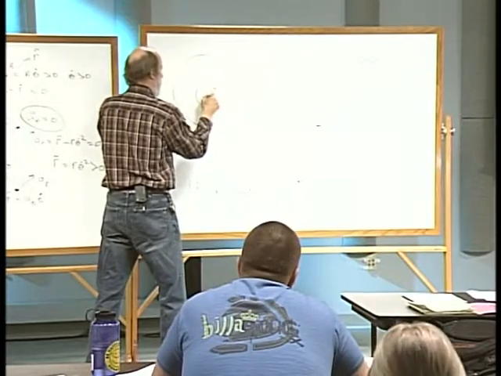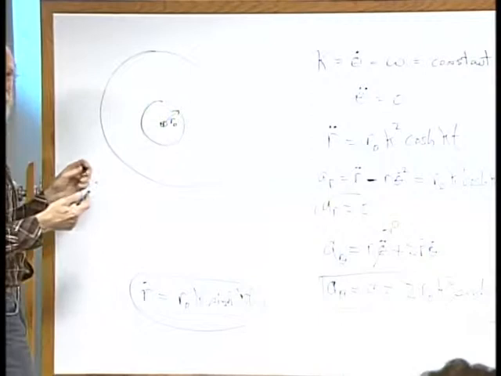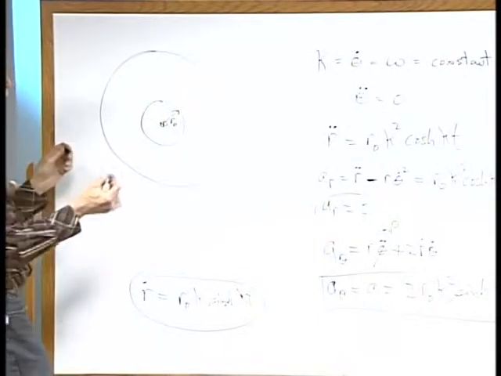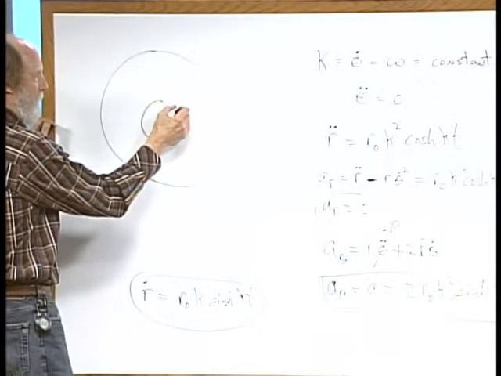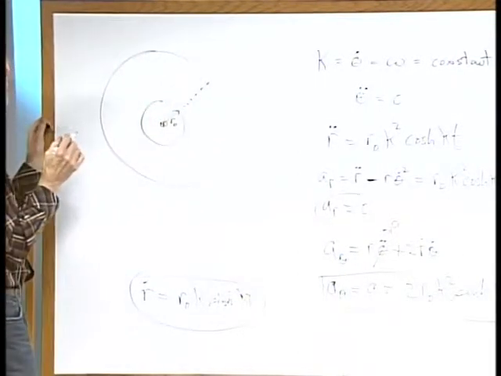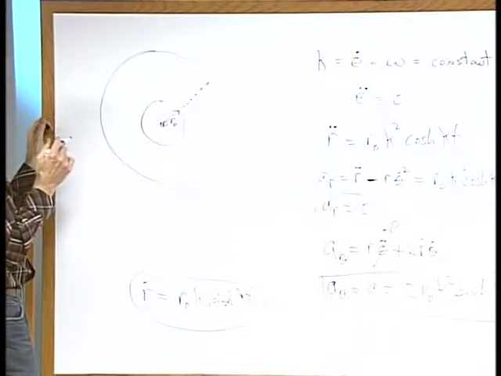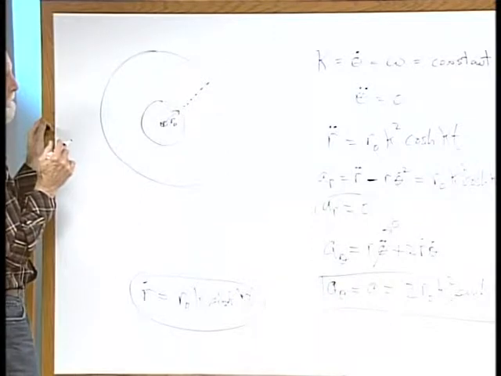Here's the R naught. I want to go back to your comment, see if my thoughts there were correct. This thing's telling us that the only acceleration that exists as it moves out through here radially is in the theta direction. Okay.